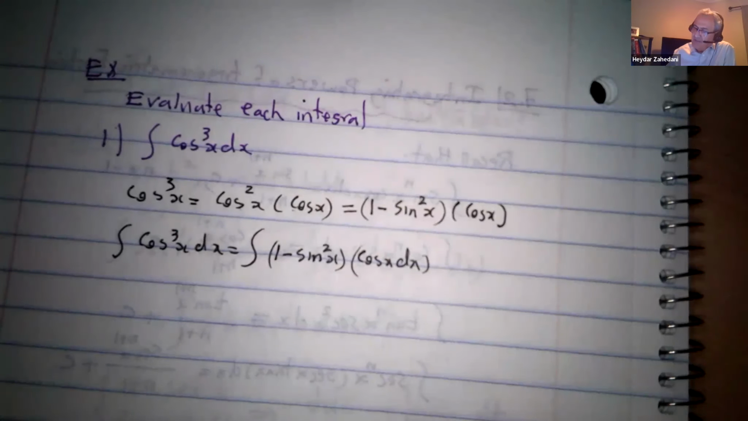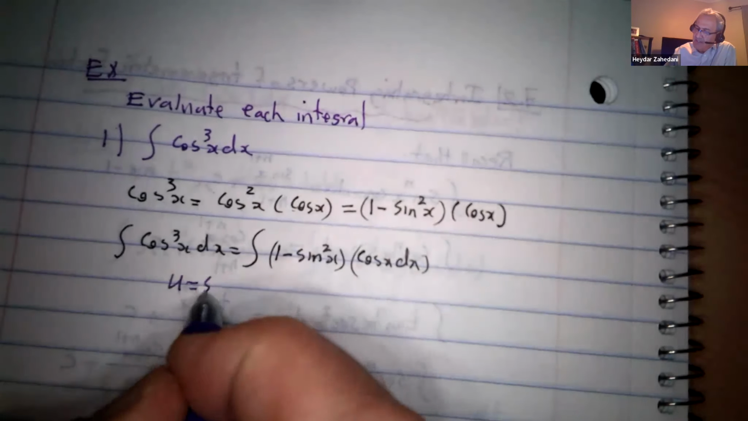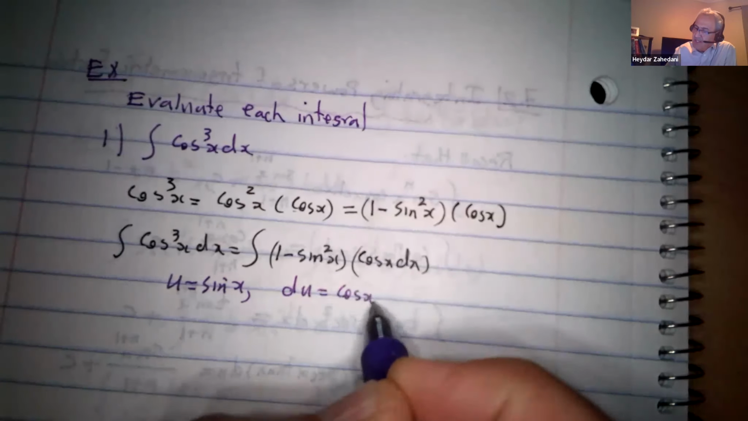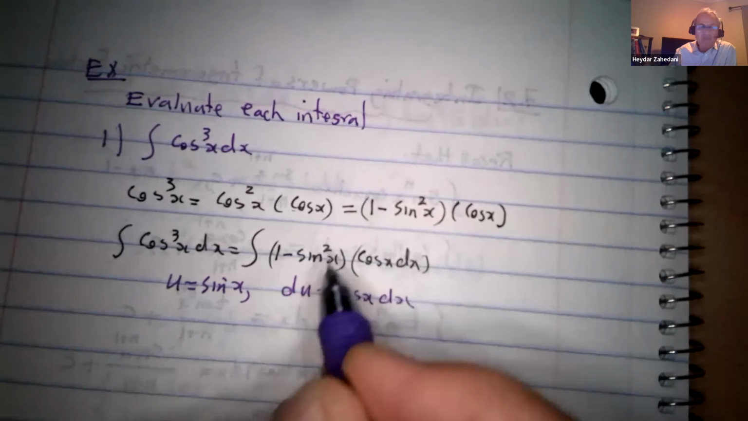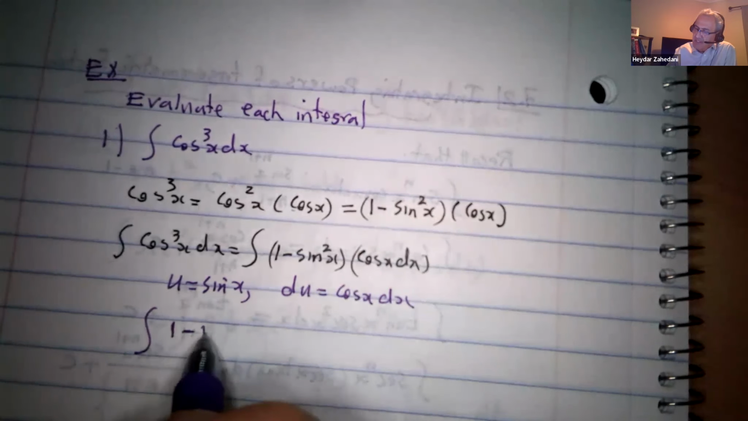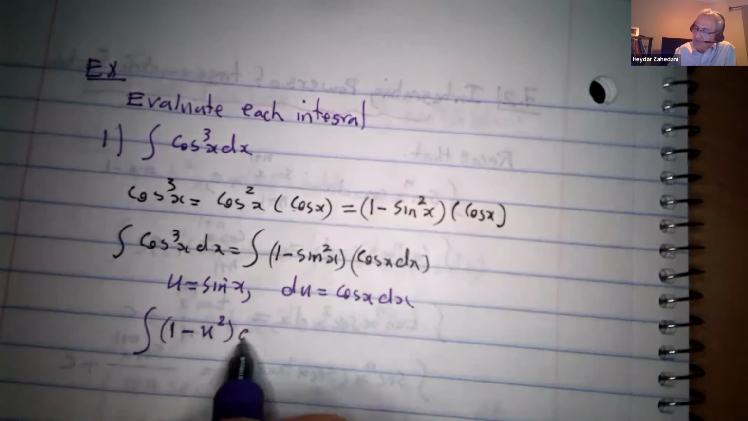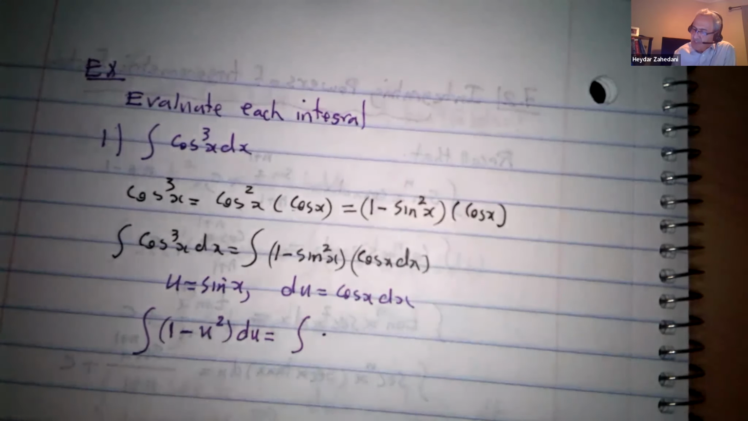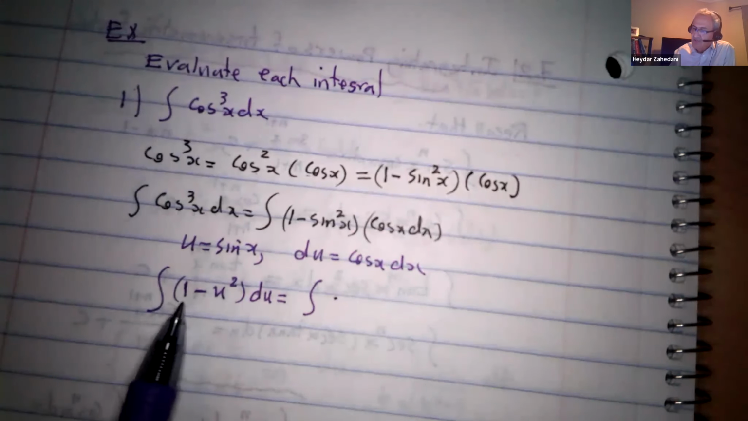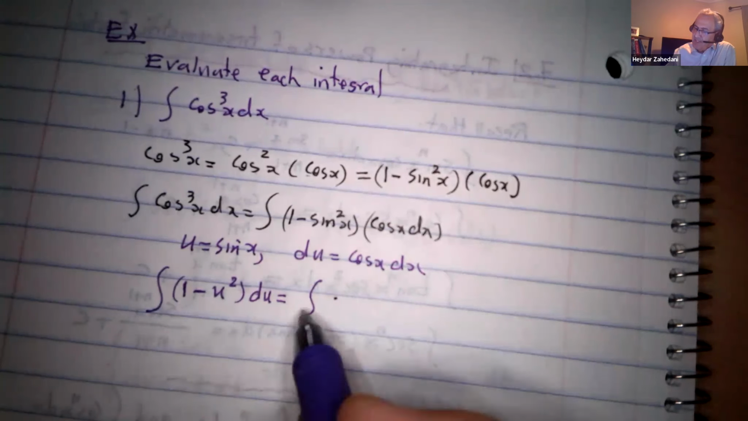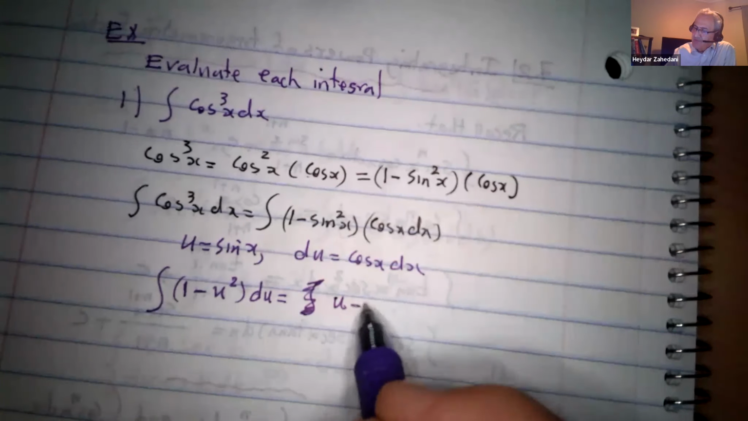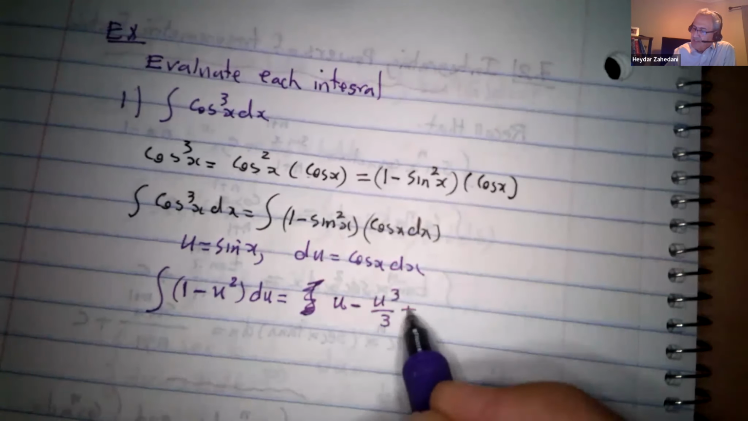The way you're going to operate, you take u to be sine x, and automatically your du would be cosine x dx. Go back and substitute. Your integral is going to be 1 minus u squared times du. Distributed, you just integrate it. The integral of 1 is just u, and the integral of u squared is u to the third over 3, plus the constant c.